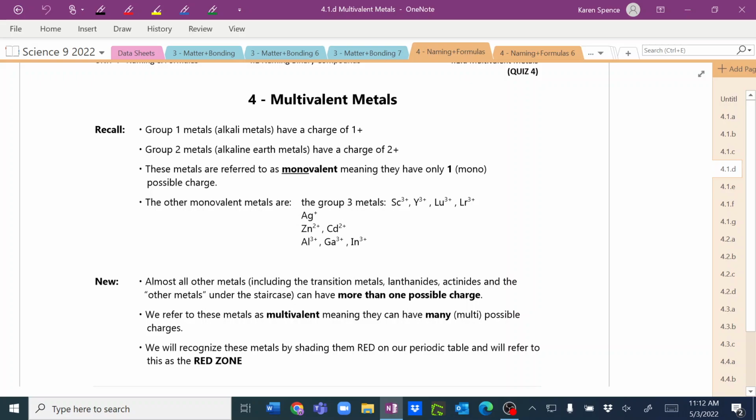Monoxide. We dropped the O and the A before oxide. Yeah.